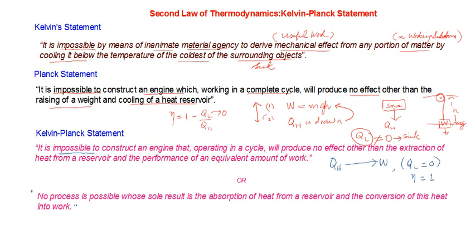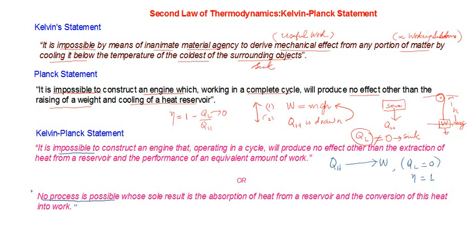It's saying that no process is possible whose sole result is the absorption of heat from a reservoir and the conversion of this heat into work. So again the negativity creeps in. No process is possible means it's impossible. There won't be any such process in nature whose sole result, sole means only, means it produces only this result, nothing else.